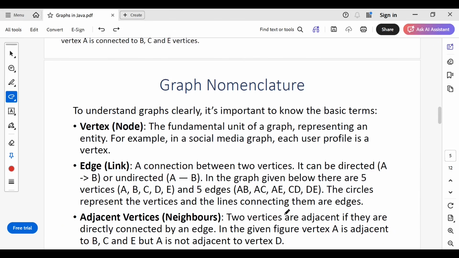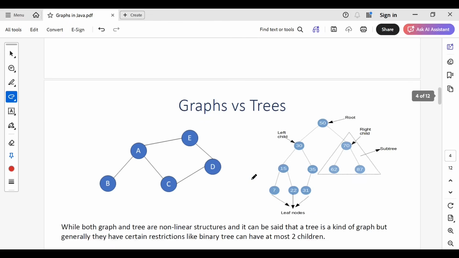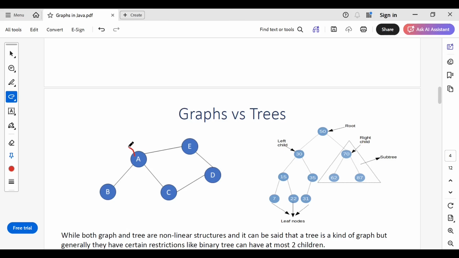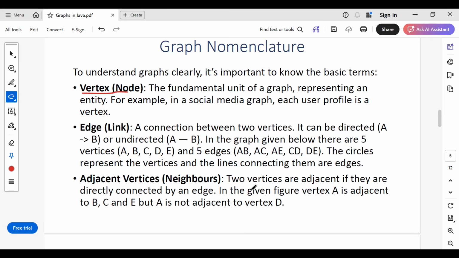Now we come to some of the nomenclature of the graph, which is very important to understand. Here nodes are called vertices. A vertex is the fundamental unit of a graph representing an entity. Here if you see, A is a vertex, E is a vertex, and in this graph, A, B, C, D, E, there are 5 vertices. So that is your vertex.